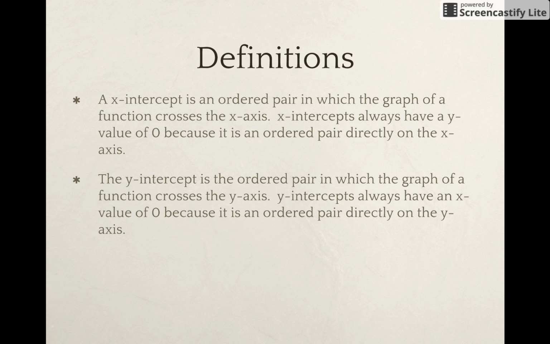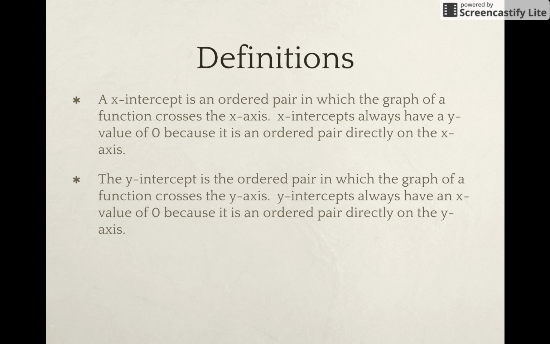An x-intercept is an ordered pair in which the graph of a function crosses the x-axis. This is not a unique definition to linear functions. This is actually a definition for all functions. Any ordered pair that crosses the x-axis is called an x-intercept. X-intercepts will always have a y value of 0 because it is the ordered pair directly on the x-axis.